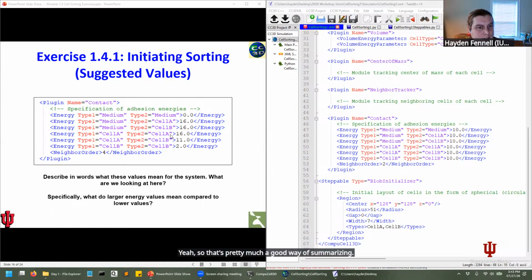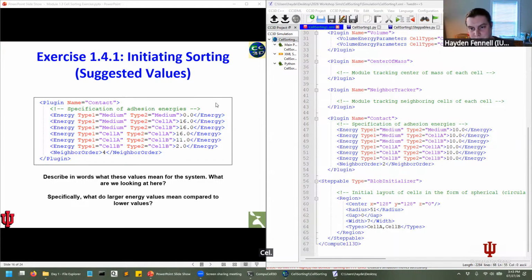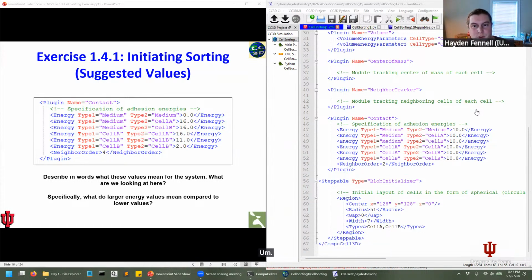The other thing here is that cell A to cell A interactions have the same energy preference as cell A to medium. So for cell A, there's no difference between touching another cell A and touching the medium, which means that they would prefer or trend towards sorting out on the outside ring, while cell B wants to clump up in the middle and not touch the medium so much.